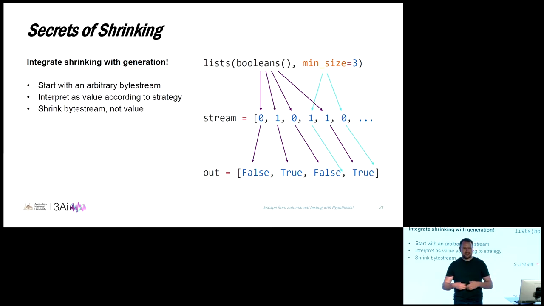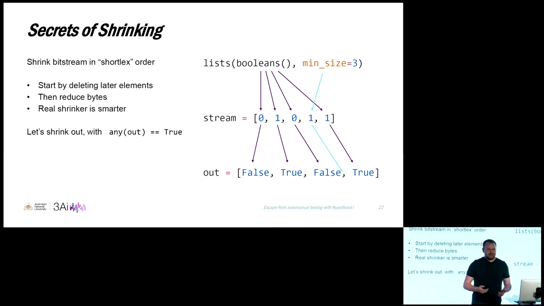When you're generating data initially, these streams of bytes are just random, or pseudo-random guided by coverage, fuzzer sort of thing, here represented as just a stream of bits, because bits are easier to read on a slide than bytes. And then those are translated by the strategy into the actual values that we want. So in this case, we're asking for lists of at least 3 Boolean values. We have this infinite byte stream, and we have our output.